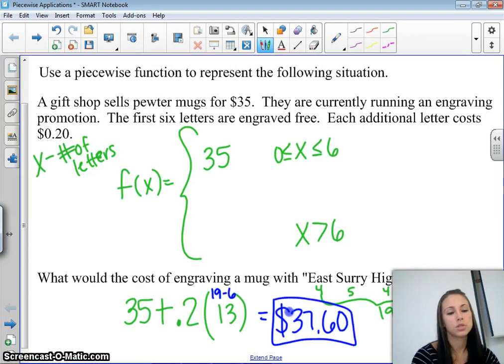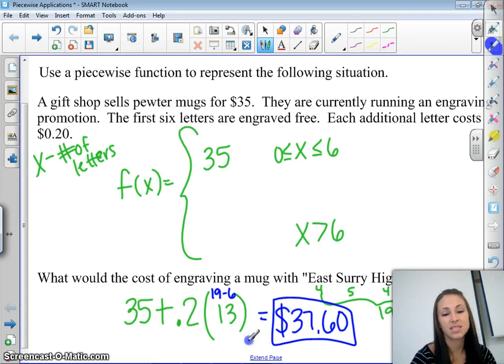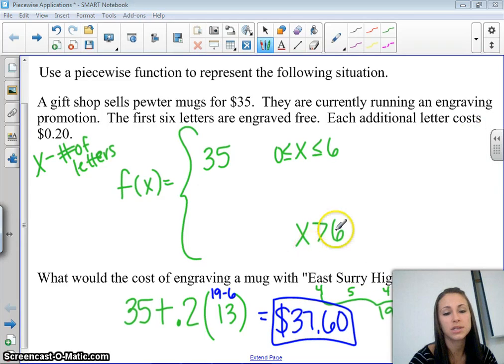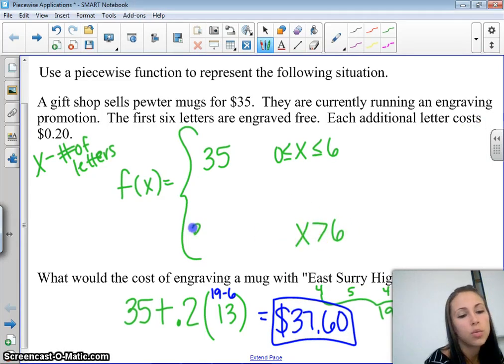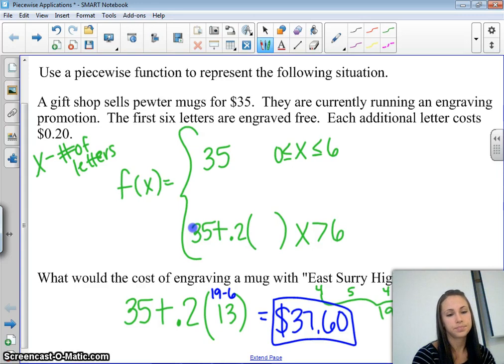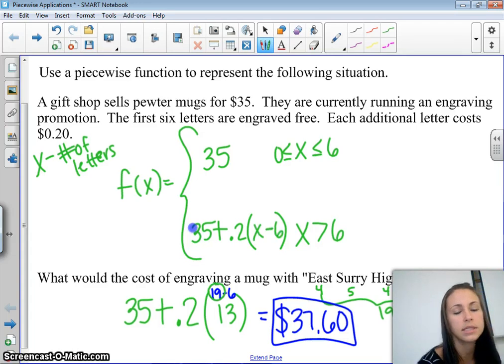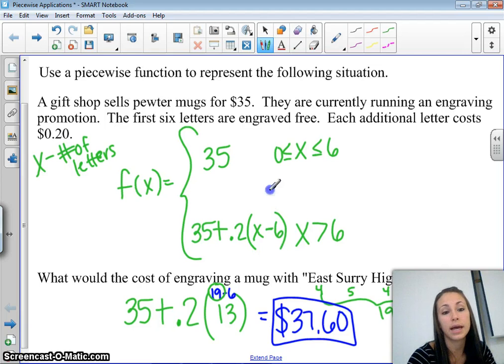Alright. So then the way that I'm going to write my formula back up here is by doing the exact same thing that I did down here. I don't want to have to pay 20 cents for those first 6 letters. So no matter what, I've got to pay the $35, but then I've got to pay 20 cents for the number of letters that I get after 6. The number of letters is represented by X. So it's like X was our 19 down here, so I'm going to take X and subtract 6 from it, and that's going to give me how many letters I get over 6. And so this would be my formula that represents this.